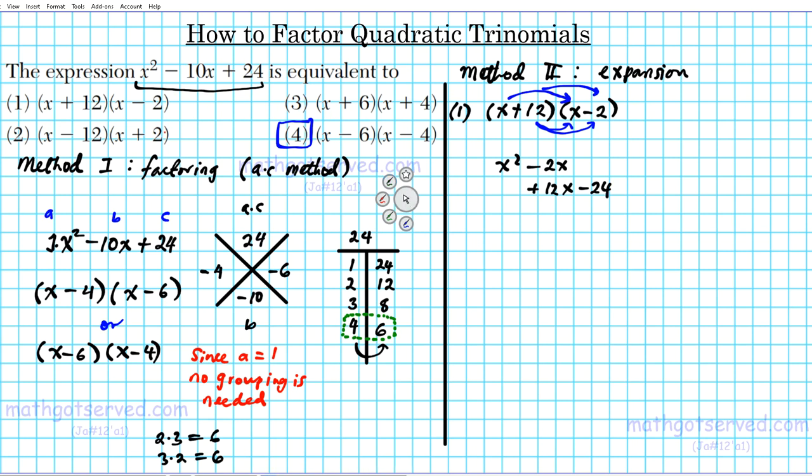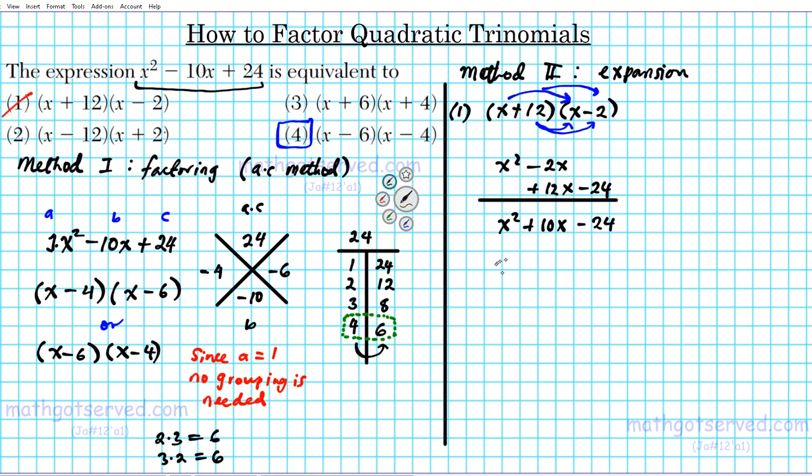Let's combine like terms downwards. We're going to have x squared plus 10x minus 24. Ooh, that was close, but it doesn't match the question exactly. So that clearly shows us that option 1 is wrong.